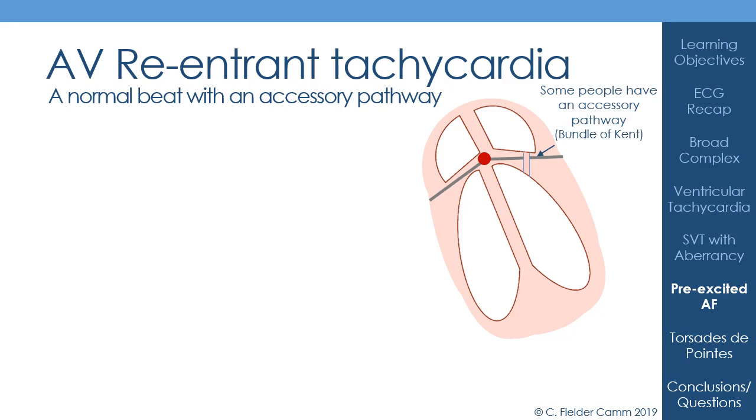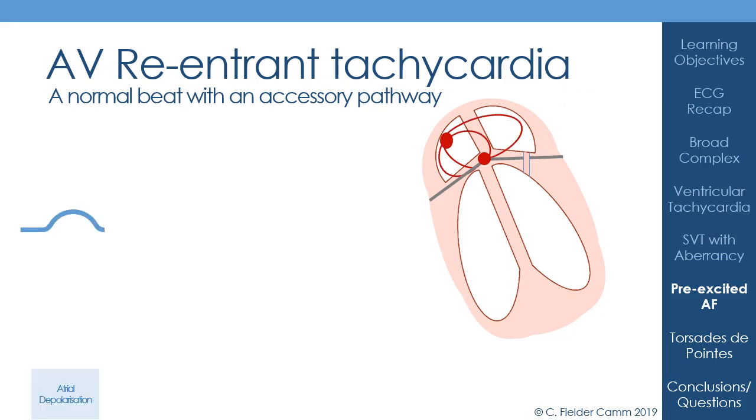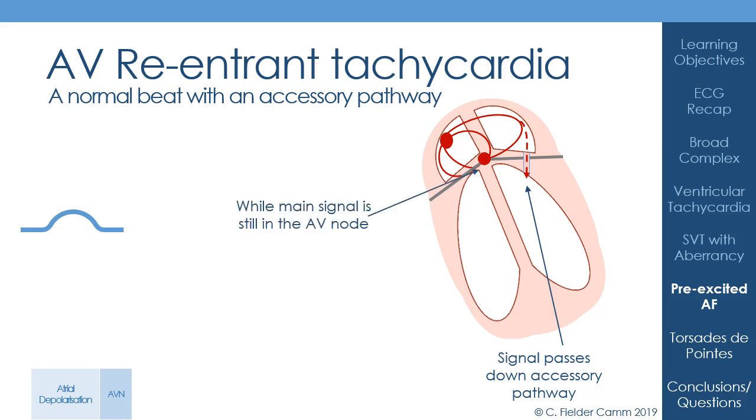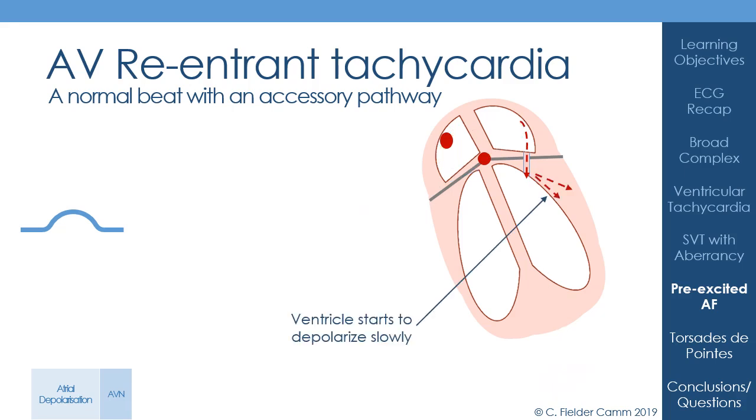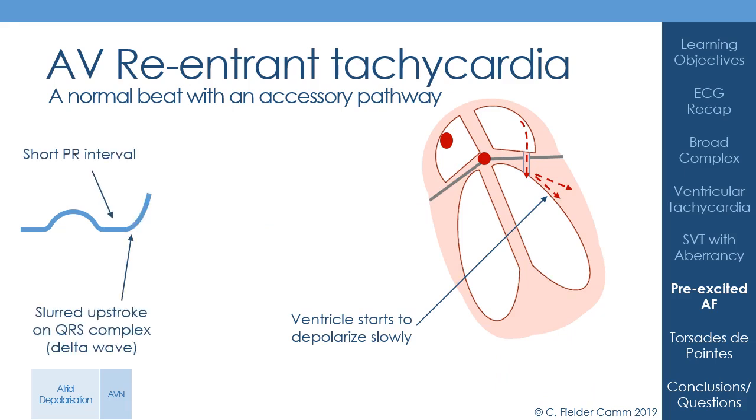But in some people, you have an accessory pathway, an extra bit of tissue that electrically connects the atria to the ventricles. And so you have a normal heartbeat starting at the sinoatrial node. That causes atrial depolarization with your P wave. And the signal reaches the AV node, and that is normally your PR segment. But in people with an accessory pathway, the signal also passes down that accessory pathway into the ventricles while the signal is still in the AV node. And that causes the ventricles to start to depolarize slowly. And because this is bypassing the AV node, the PR interval is shortened, and you get this slurred upstroke in the QRS complex.